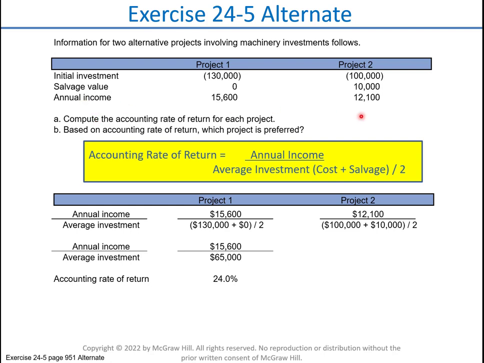Project two, the annual income is $12,100. Their average investment is the $100,000 plus the $10,000 salvage divided by 2. $12,100 divided by $55,000, that is 22%. So of these two, the best one would be project one, although they're both pretty good investments.